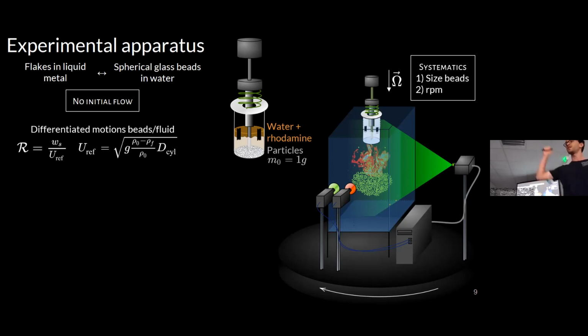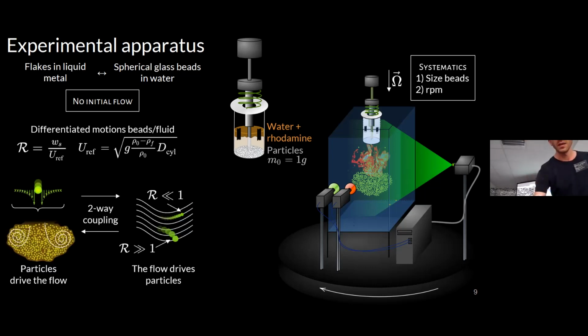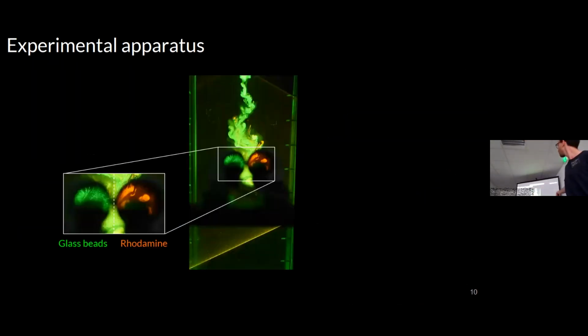So what I do is I systematically vary the size of particles from 5 microns to 1 millimeter of diameter, and the rotation rate of the table up to 20 rotations per minute. And then I do every experiment several times because of the sensitivity of turbulence to initial conditions. Okay. So I'm skipping this. And so this is typically what you can have in the experiment.